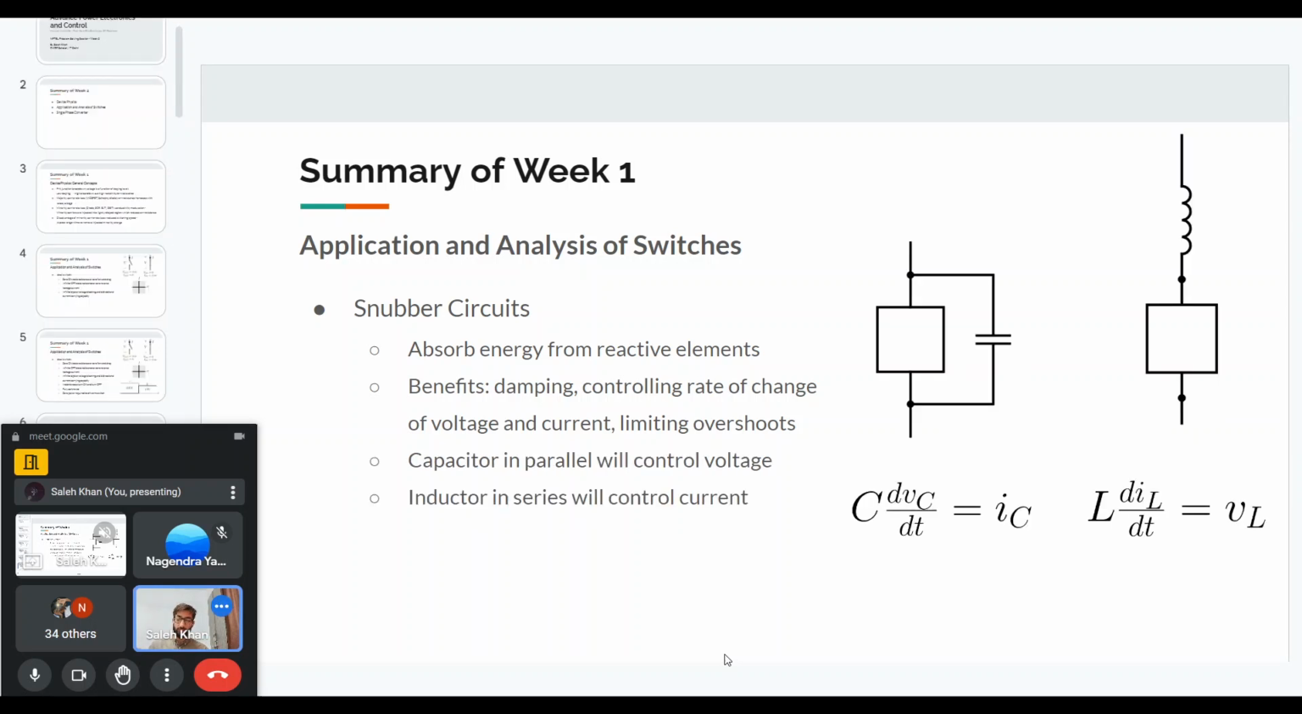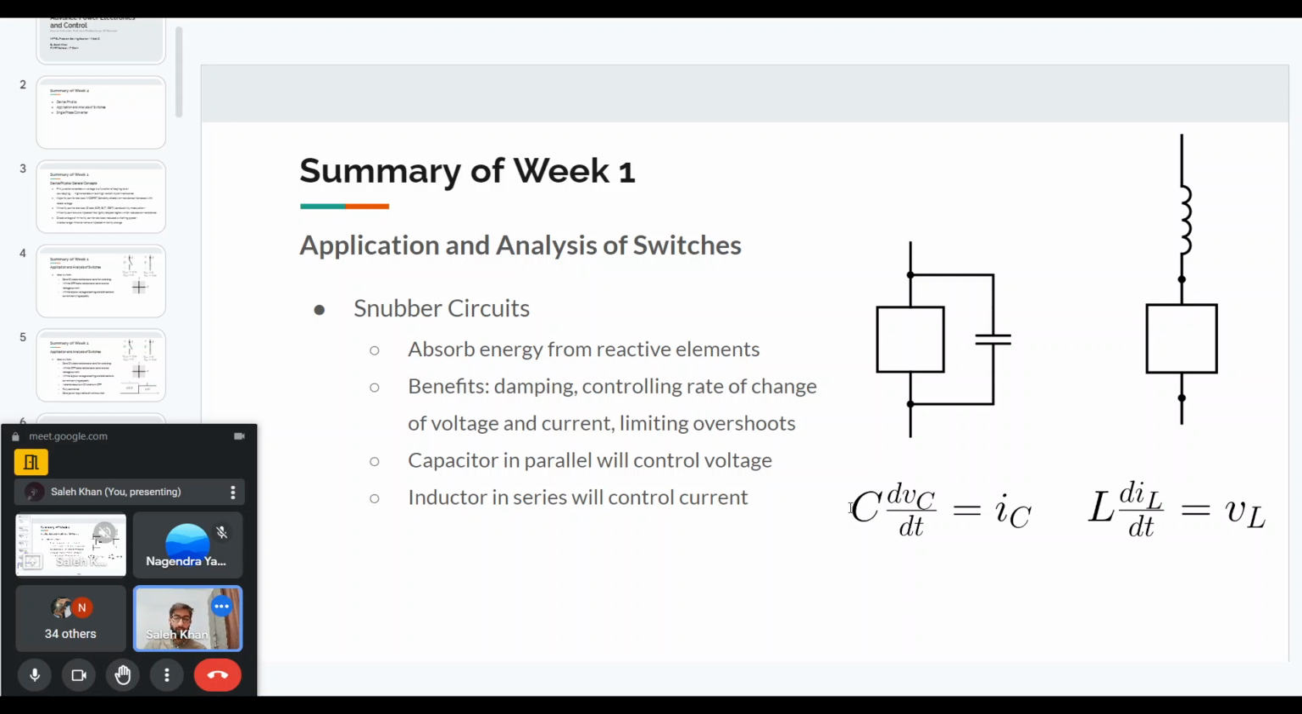And so there are two basic types of snubbers. One is for voltage, to control the rate of change of voltage or limit the voltage overshoot, or we can have a current snubber for limiting the current rise or the peak current. For voltage control, we will use a capacitor in parallel to whatever device or component we have. And for current control, we will use an inductor in series with the device or the element that we have.